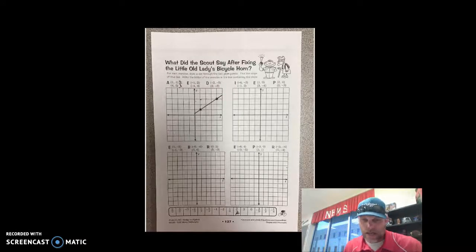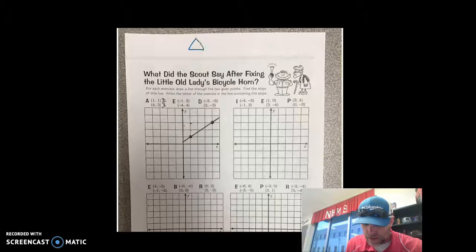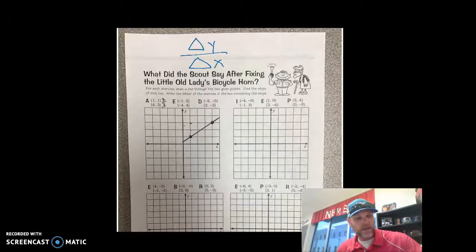Remember, we're finding rise over run. How much does it rise? How much does it run? Okay. What that means is the change in y over the change in x. So how much does y change? How much does x change? We already did one together.